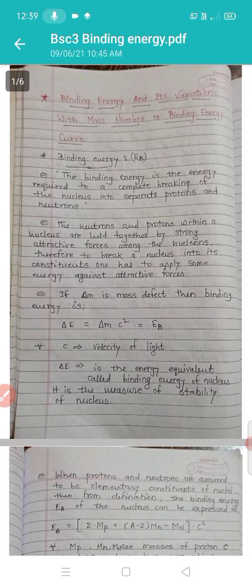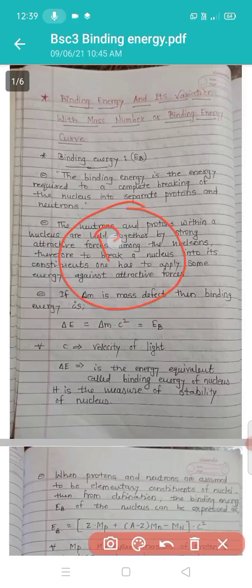What are the constituents of the nucleus? Protons and neutrons. See, there is a nucleus containing protons and neutrons. Binding energy is the energy required to break the nucleus and to separate the protons and neutrons. The binding energy is the energy required for complete breaking of the nucleus into separate protons and neutrons.